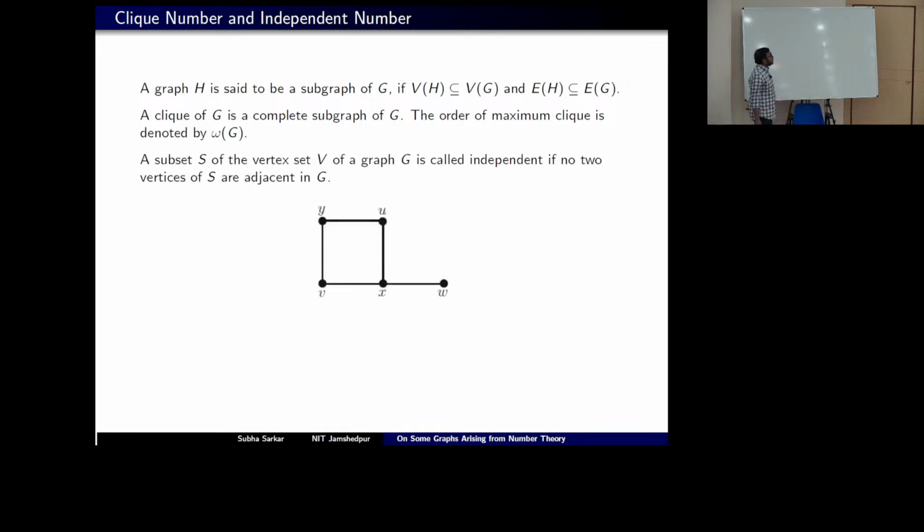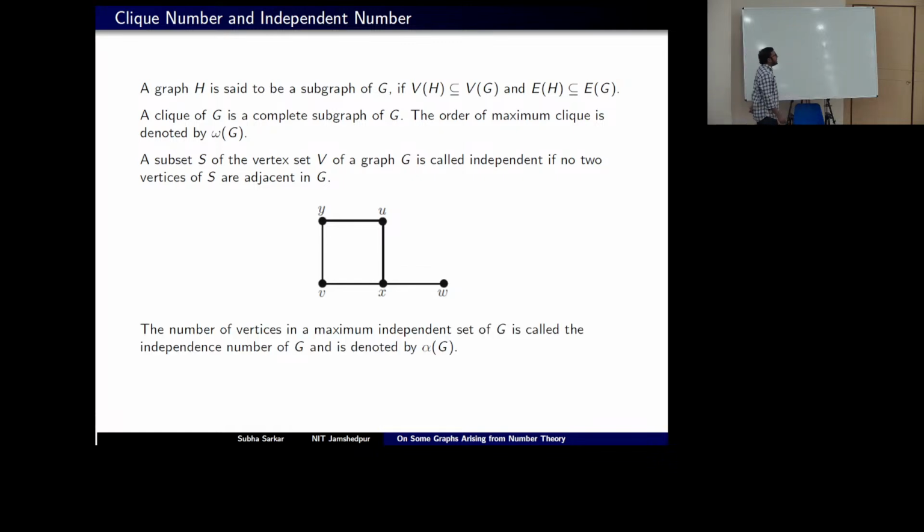And we define the opposite notion of this, which is the independent set. A subset S of vertices is called independent if no two vertices are adjacent. The size of the maximum independent set is called the independence number, and this is denoted by alpha of G. For example, in this graph, the vertices U, V and W form an independent set, because between U, V and W there are no edges. So the independence number for this graph is equal to 3. And it is clear that the independence number of G is the same as the clique number of G complement, and also the independence number of G complement is the same as the clique number of G.